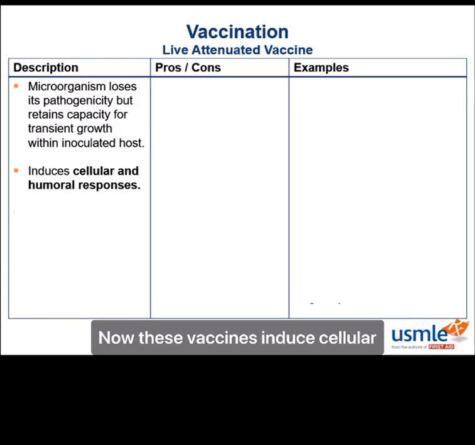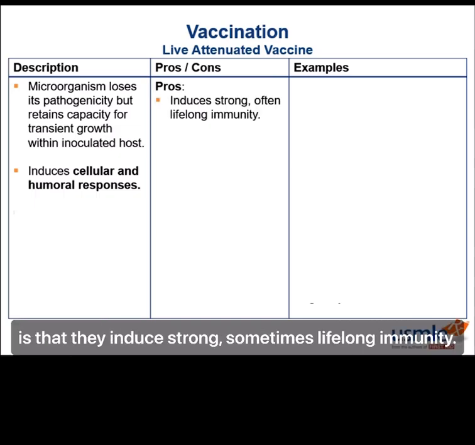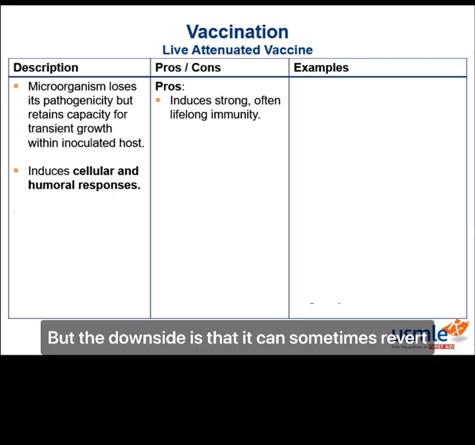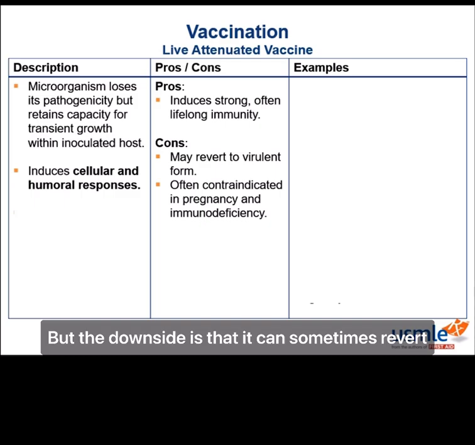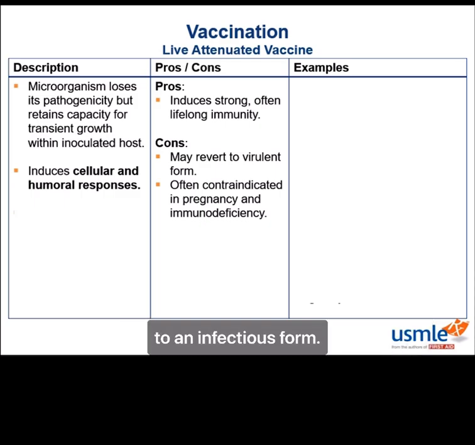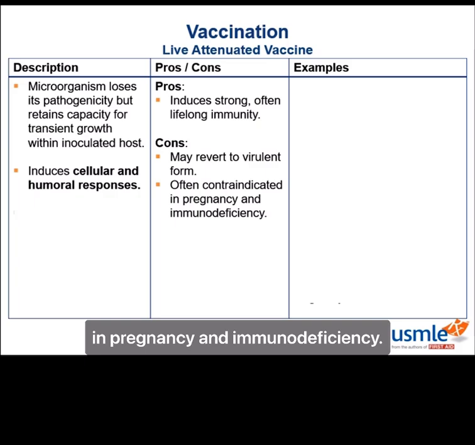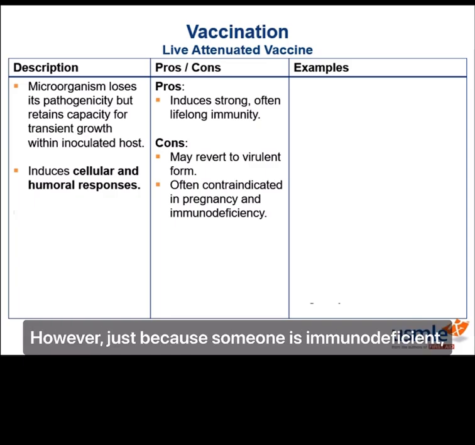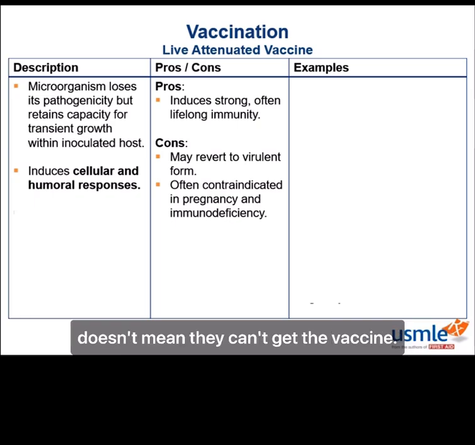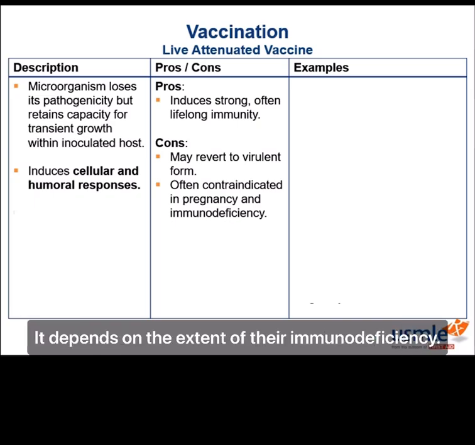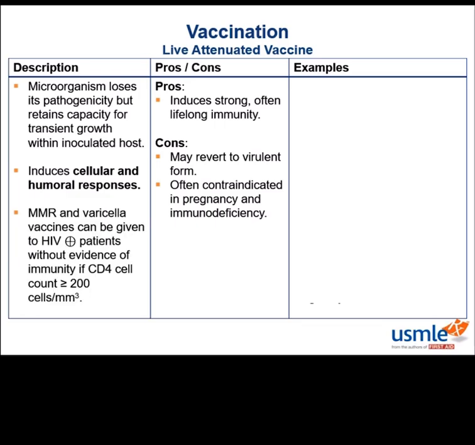Now, these vaccines induce cellular and humoral responses. A big advantage of these vaccines is that they induce strong, sometimes lifelong immunity. But the downside is that it can sometimes revert to an infectious form. So it is often contraindicated in pregnancy and immunodeficiency. However, just because someone is immunodeficient doesn't mean they can't get the vaccine. It depends on the extent of their immunodeficiency.